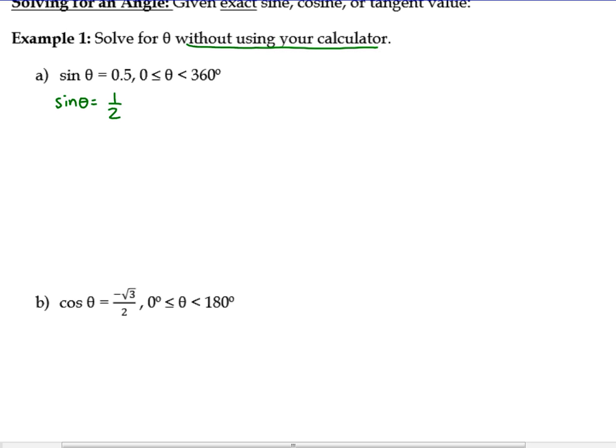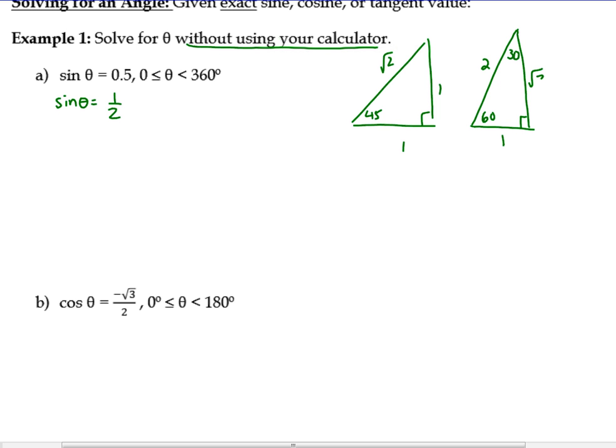So first thing you have to remember is there's two special triangles. There's the 45s, 1, 1, and root 2. And then there's our 30, 60. Okay, this is a really bad drawing. I'm sorry. Across from the 30 is 1, 2, and then root 3.